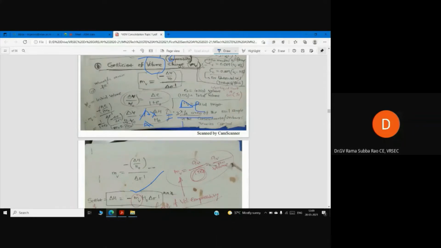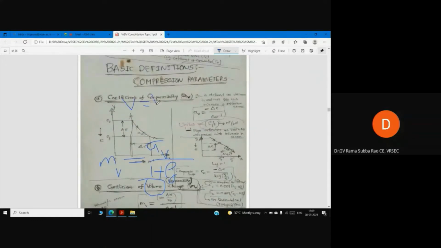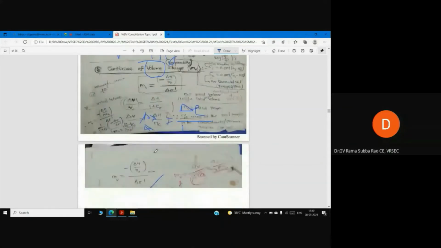You can ask me, sir, why you are writing V? Because I am repeatedly telling V means Vs plus Vv. Total volume of soil is equal to solids plus voids. So solids remain constant, 1. Now delta V is equal to delta Vv. You can ask me, sir, what is e? Void ratio means volume of voids by volume of solids. Now we can write volume of solids 1. Change in void ratio is due to change in voids. So one can write delta e by 1 plus e naught is equal to delta H by H naught.